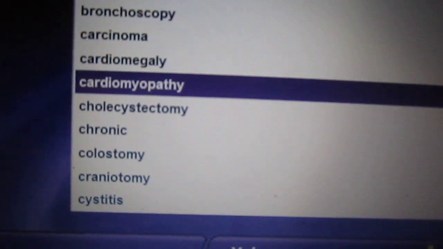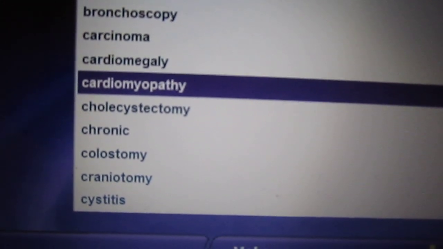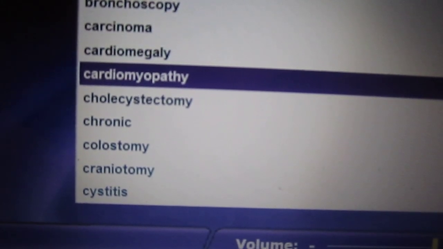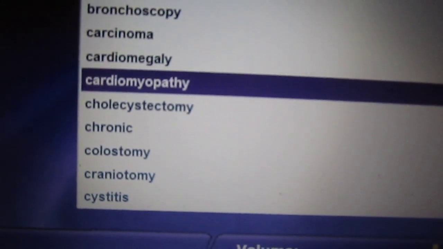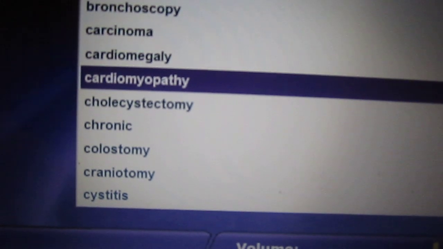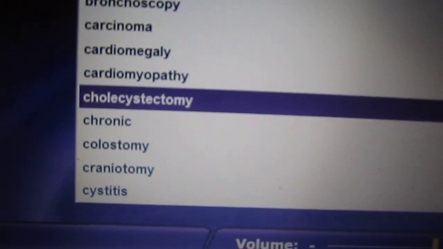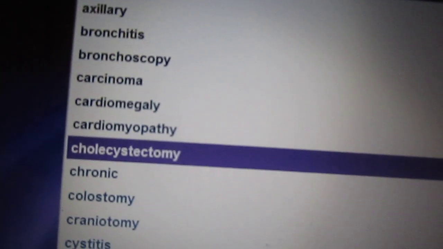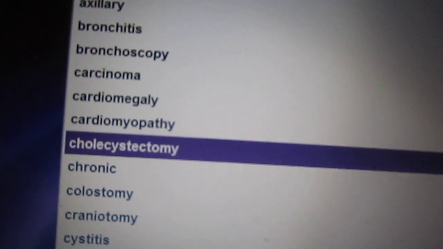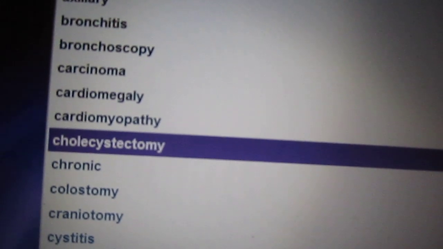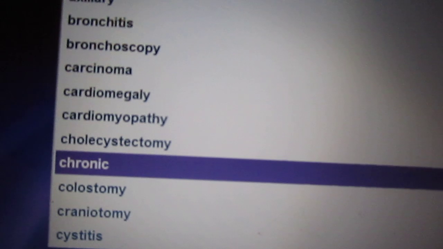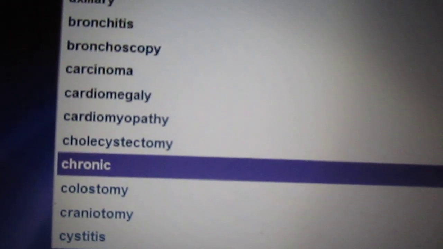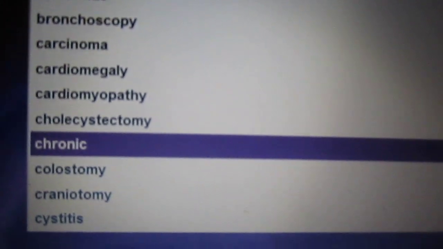Cardiomyopathy. Cardio means heart. Myo is the combining form for muscle, and pathy means disease condition. Cardiomyopathy, then, is disease of heart muscle. Cholecystectomy. The combining form cholecysto means gallbladder. A cholecystectomy is excision or removal of the gallbladder. Chronic. Chrono, C-H-R-O-N-O, means time. Chronic is pertaining to a long time.